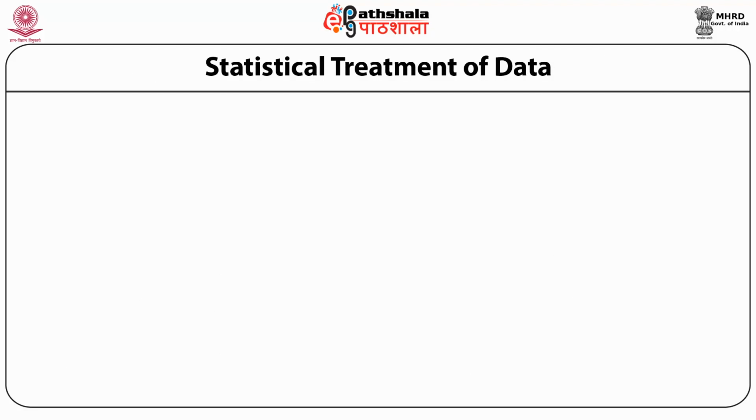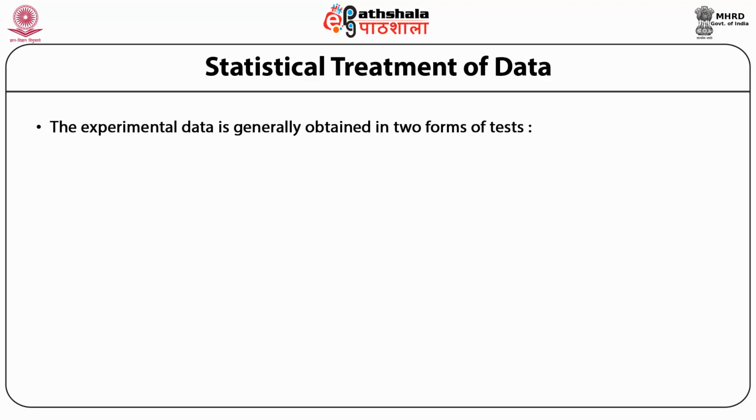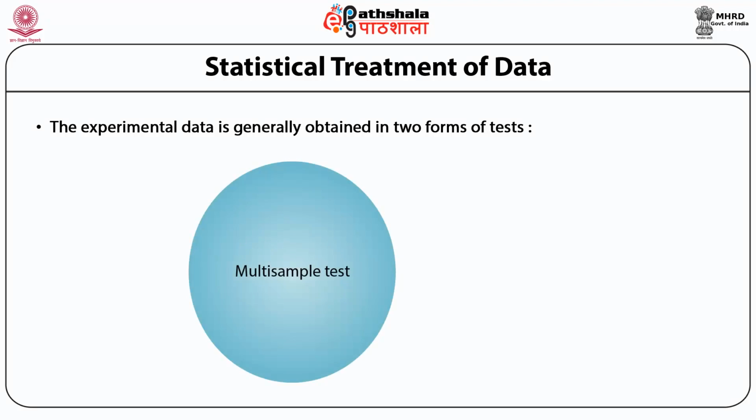Now students, let us see the statistical treatment of data. The experimental data is generally obtained in two forms of test. First, the multi-sample test, and second, the single sample test.